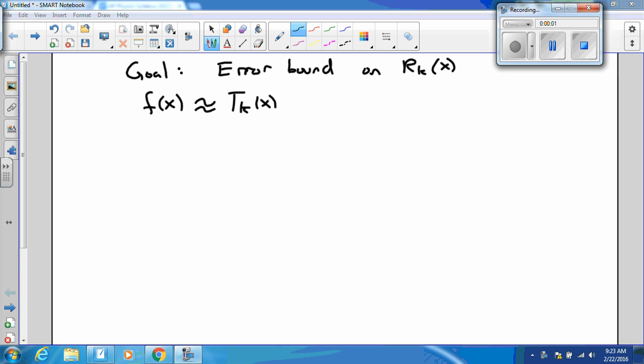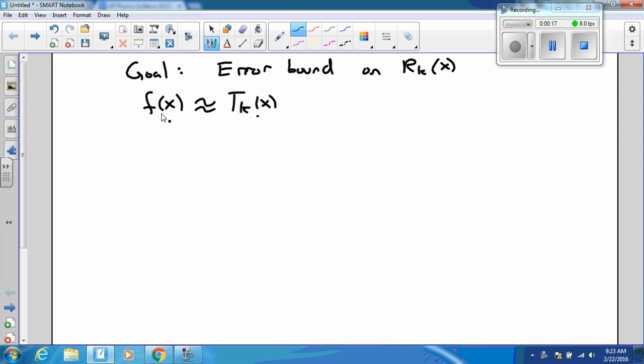Hi, Samantha. So our goal for today is to put an error bound on the remainder when we estimate with a Taylor polynomial. Our story so far has been that we have a function, f of x, and we wish to estimate it with a Taylor polynomial, T_k.